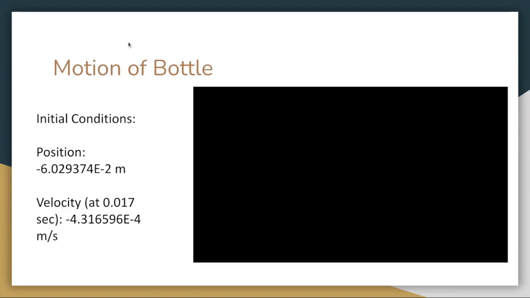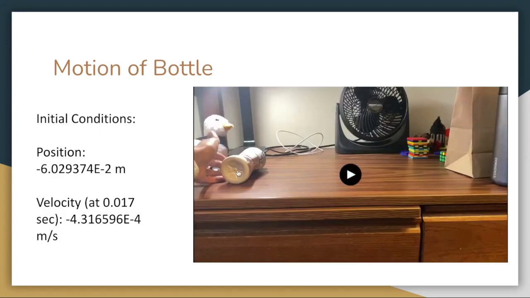So first of all, looking at the observational part of this experiment, our initial conditions for the bottle are that the position is going to be a very small number because I set my axis to about right here. And our velocity at 0.017 seconds is negative 4.3 times 10 to the negative fourth meters per second. Here's the motion of the water bottle.